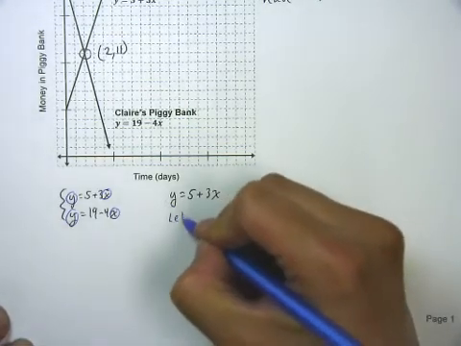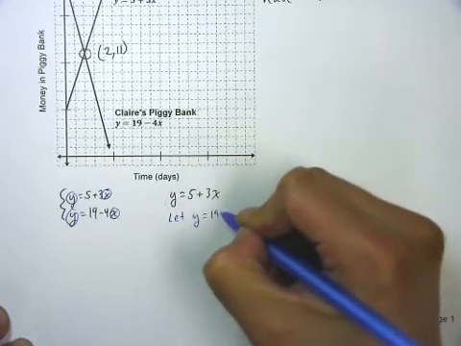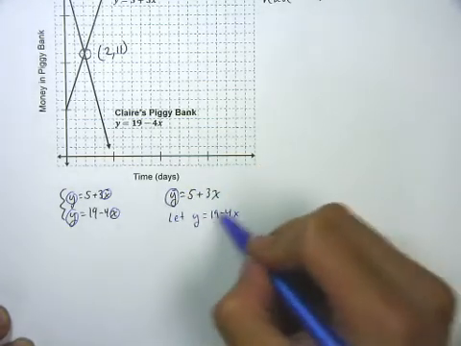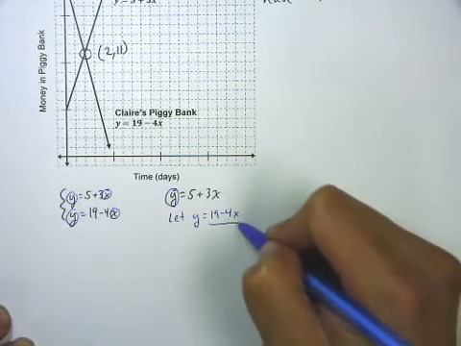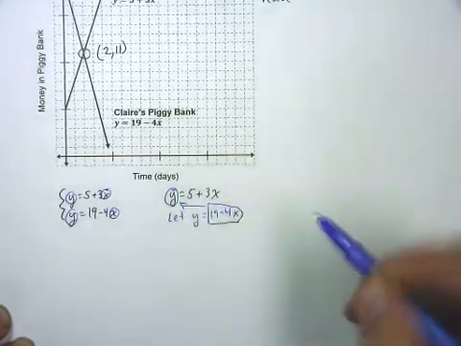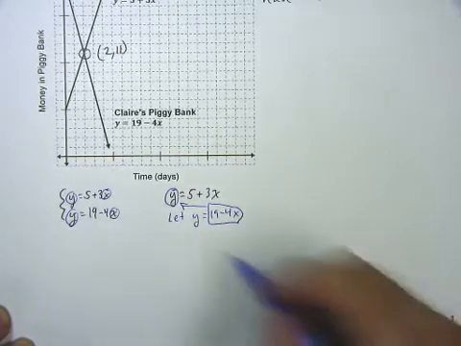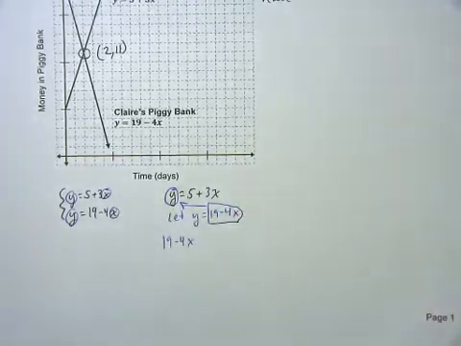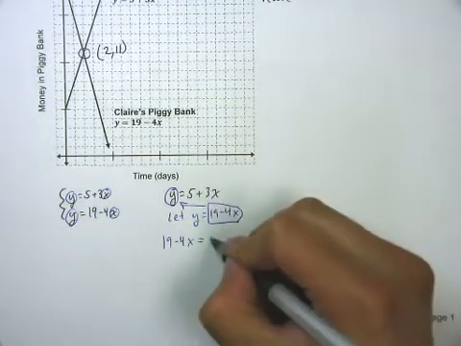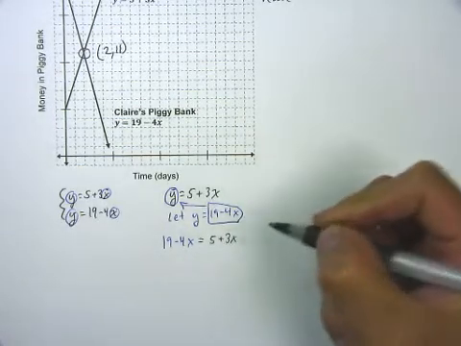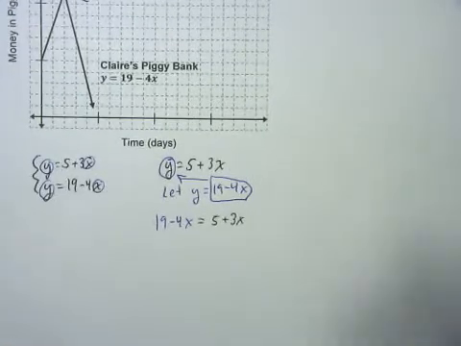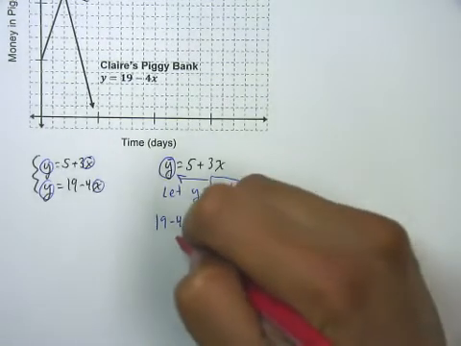So starting with Jack's equation, and then we're going to do our substitution. Let's say let y equal 19 minus 4x, and I'm going to replace this y with this expression. Right? I'm going to replace this y with this. So let's write that down. So we have 19 minus 4x, replacing that y, equal to the rest of the equation, 5 plus 3x. Right? And now we have a really simple equation that we can solve. So let's solve this by, how about we add 4x to both sides?